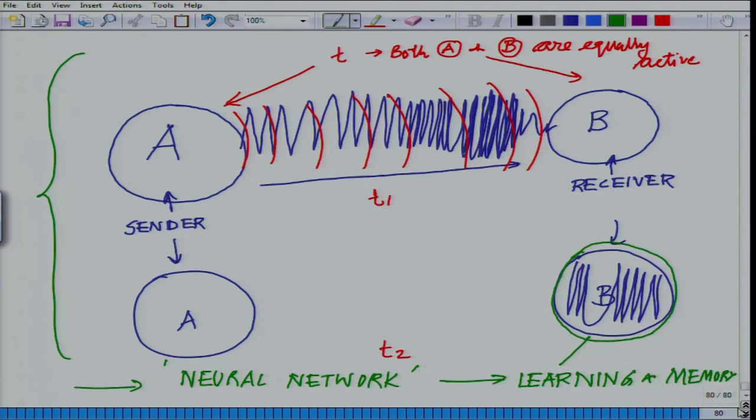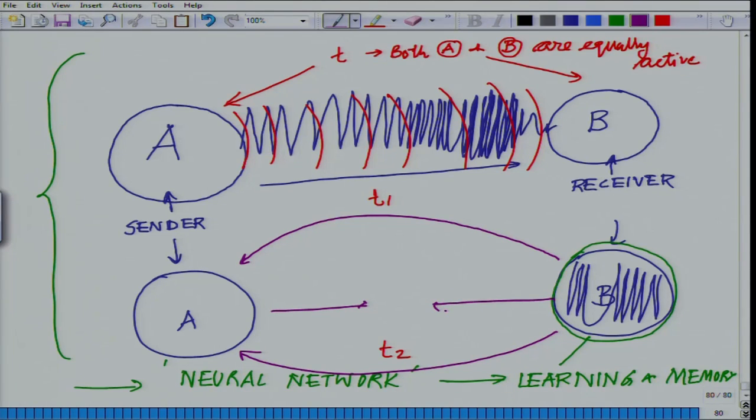When A is sending an intense signal with a very high frequency, and B is receiving, and both A and B are active at that point of time, after some point of time, whether or not A is sending any signal, B is receiving certain signals. So, in other words, there are two possibilities. One possibility was that B requests A in some way to send more information. It is more of an interactive loop. Okay.